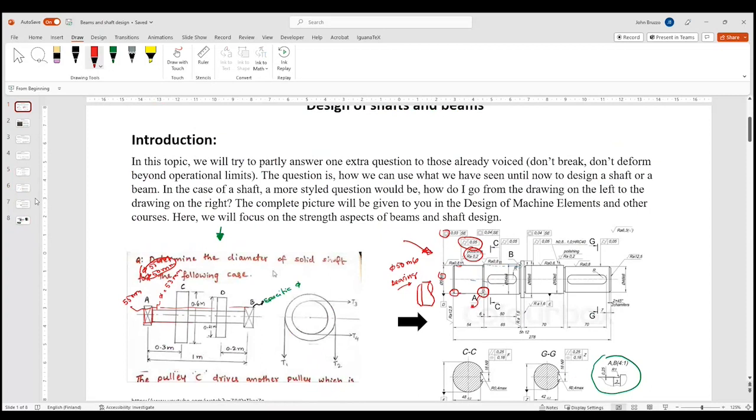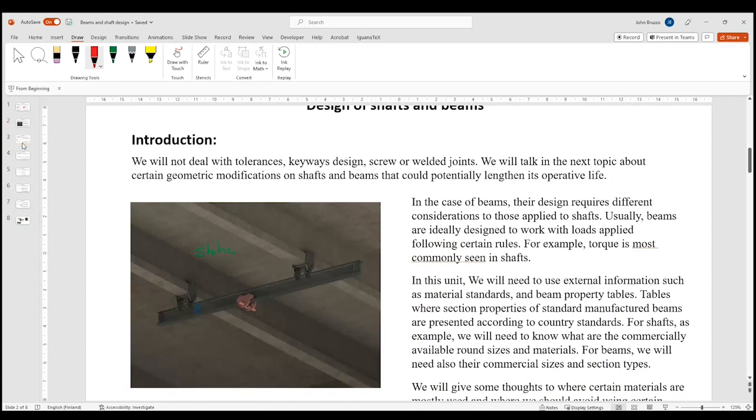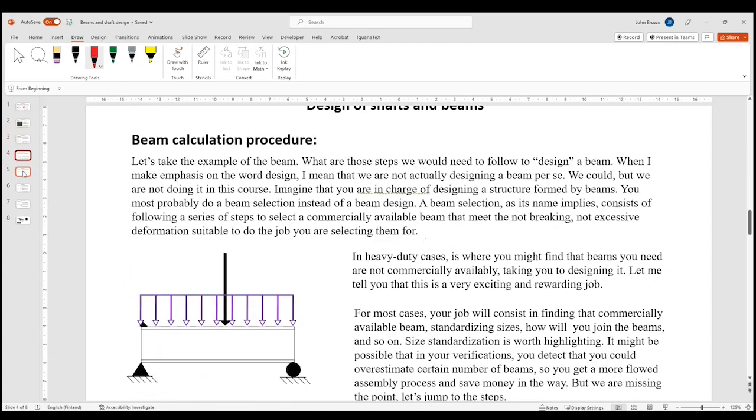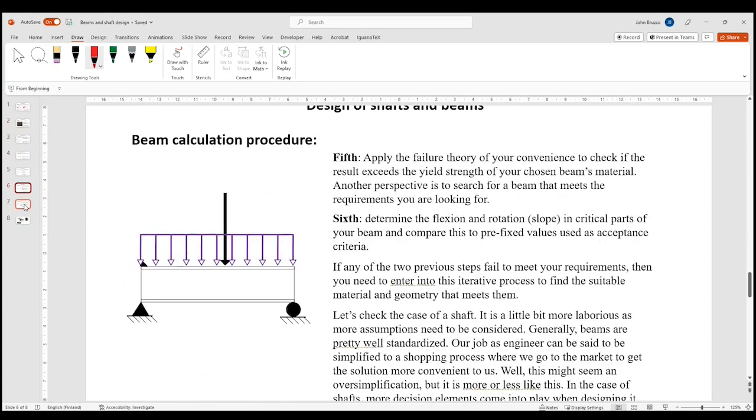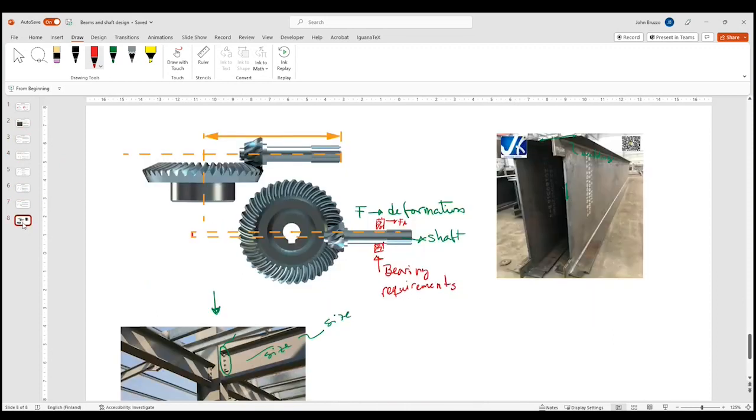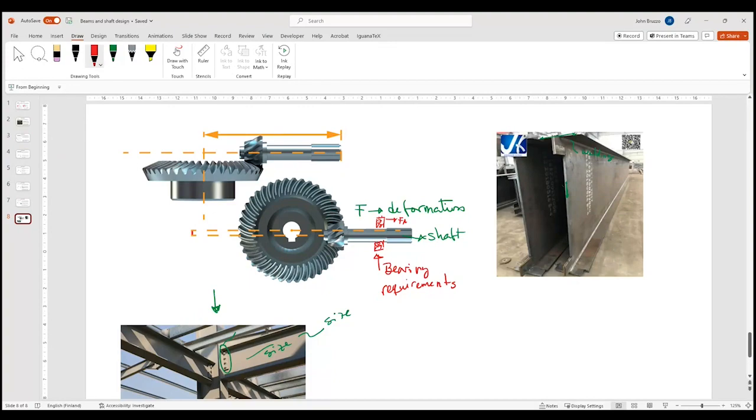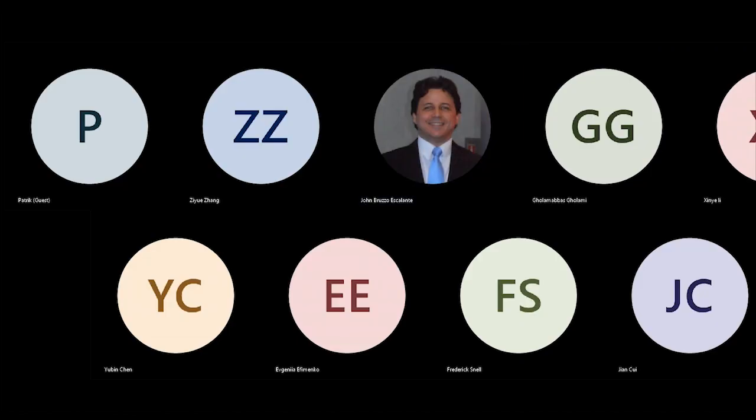Did you find any doubts or comments to add to this first set of slides? Sharing the other one.